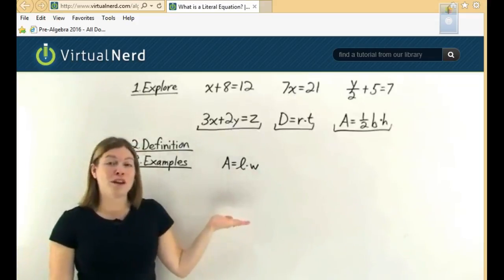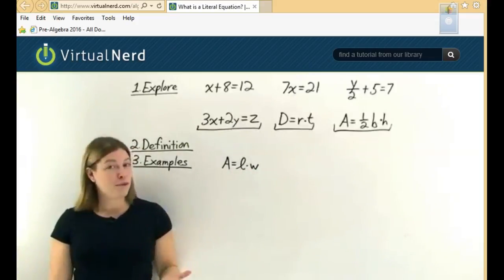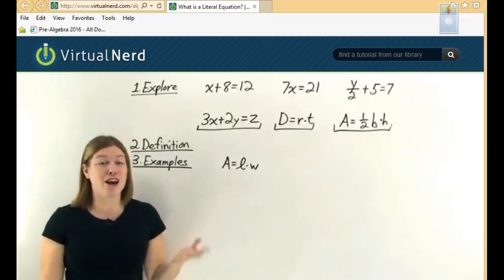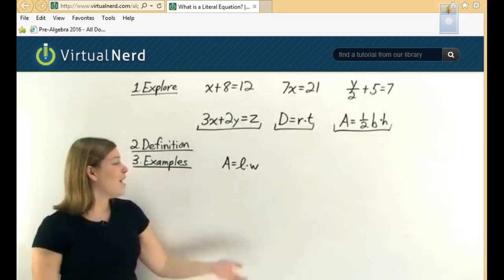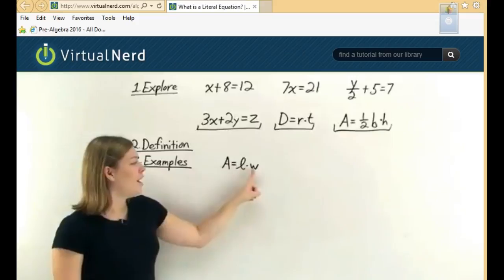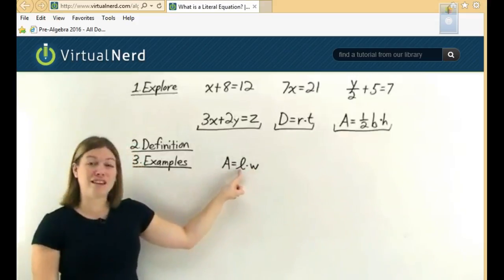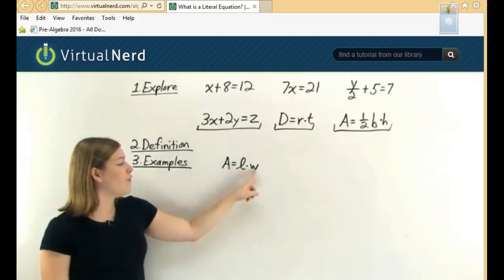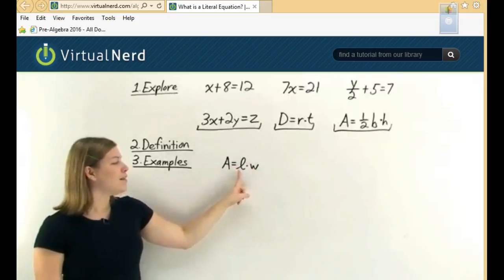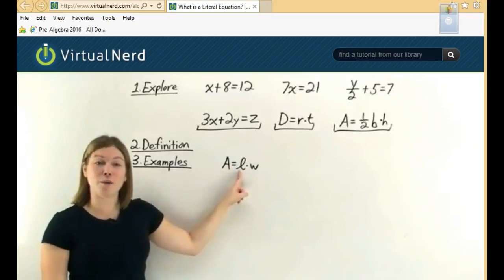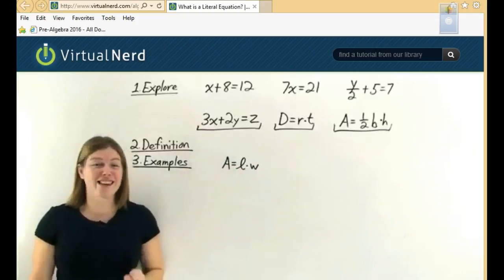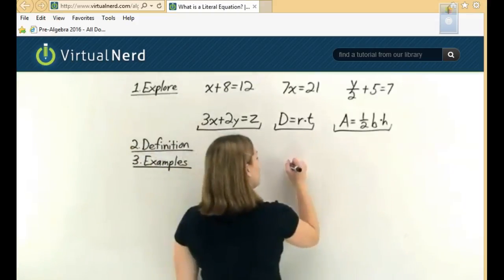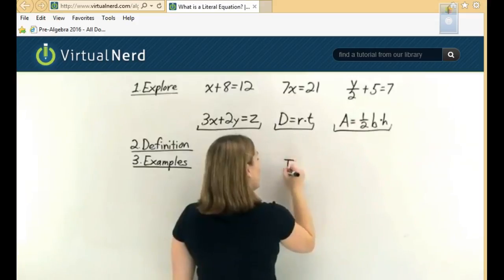Now, usually with formulas, we're given values for some of the variables, and we need to solve for the unknown variable. So say here we were given the area and the width, but we were missing the length. Well, in that case, we could plug in the values for the variables that we had, and then solve for the unknown variable, like L. Neat.